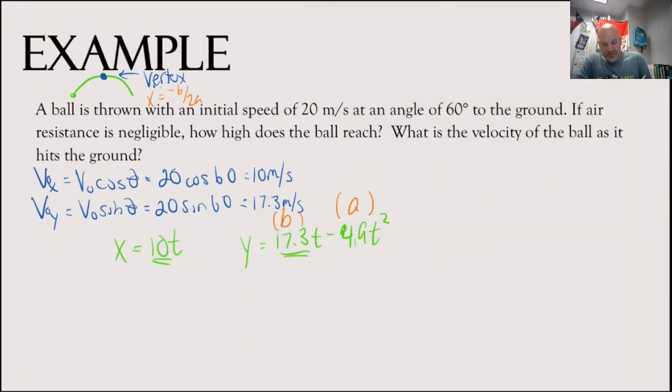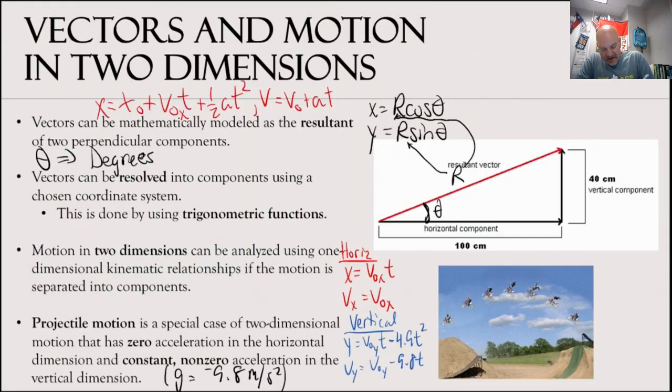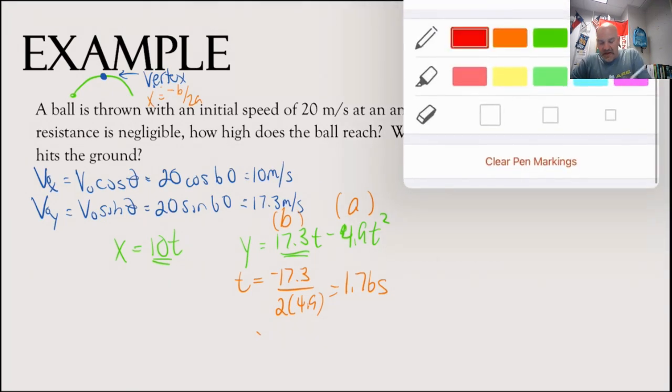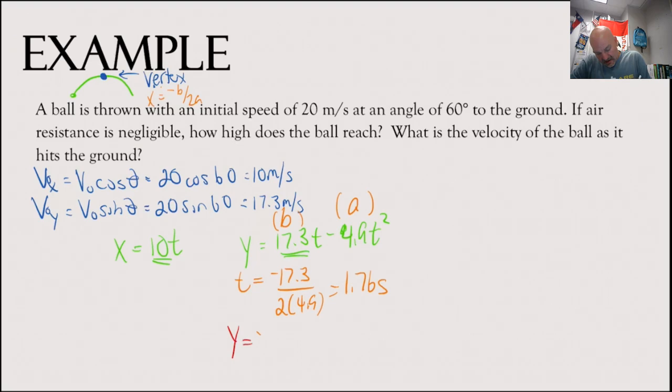So there's your a, there's your b. And our x is not x, it's time. So I would do negative b over 2 times 4.9, which just happens to be 9.8. So 17.3 divided by 9.8. And so it tells us that it takes 1.76 seconds to get up there. And now we just plug into our equation. So y equals 17.3 times 1.76 minus 4.9 times 1.76 squared.